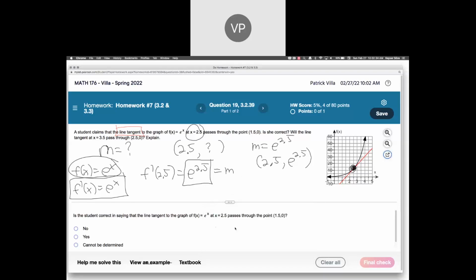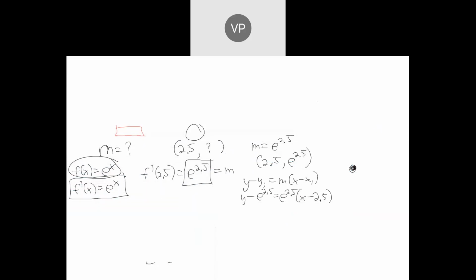So here's how we do this now. Remember our good old formula, y minus y1 equals m times (x minus x1). So I plug in the e to the 2.5. I plug in the e to the 2.5, (x minus 2.5). And I'm going to work with this equation right here. Okay, so I'm going to move this out of the way for a second just so we can have more space to write. And my goal right now is I want to get the equation.